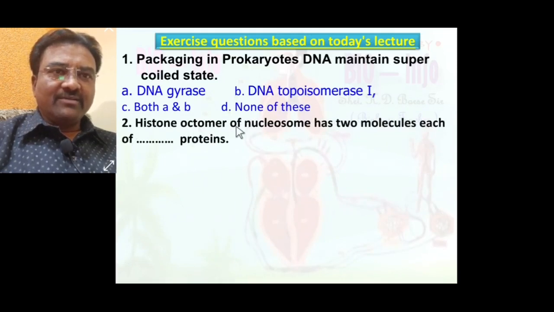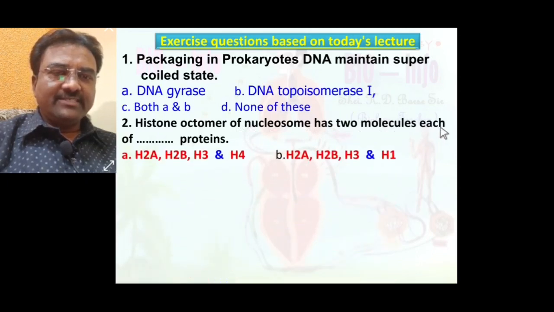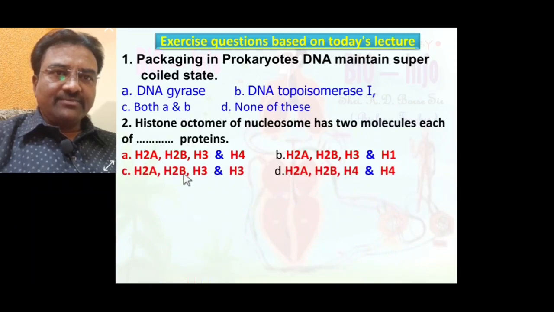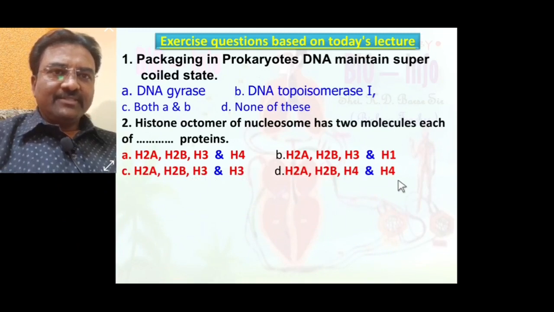The histone octamer of the nucleosome has two molecules of each of the proteins: H2A, H2B, H3 and H4; H2A, H2B, H3 and H1; H2A, H2B, H3 and H3; or H2A, H2B, H4 and H4. The correct answer is H2A, H2B, H3 and H4.